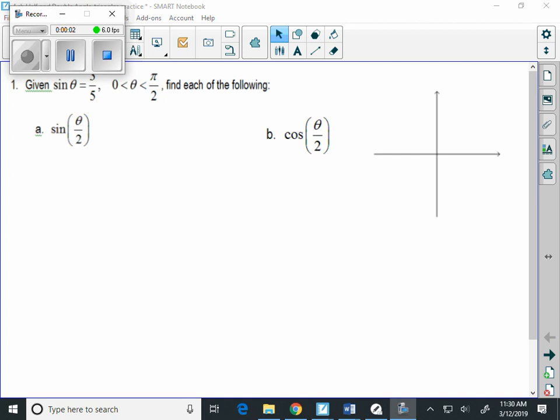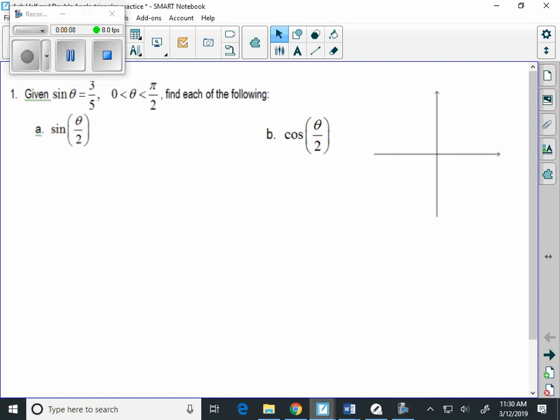Number 1, given the sine of theta equals 3/5, and theta is between 0 and pi over 2, we want to find each of the following. Well, the hardest part on half angles, because that's what we're going to be finding, the sine of theta over 2 and the cosine of theta divided by 2.